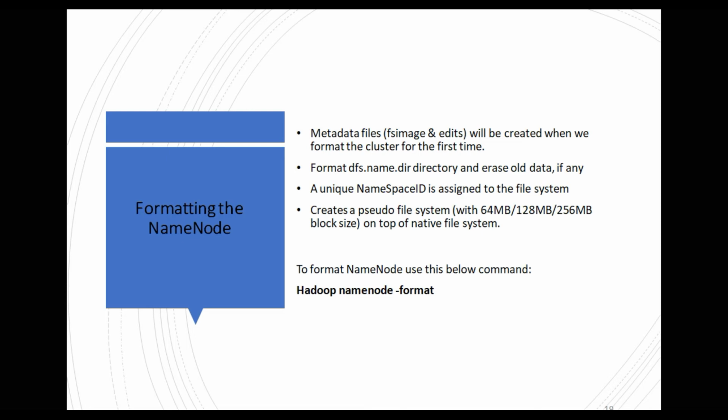Also, when you format the name node, a pseudo file system will be created. Based on your Hadoop version, whether the block size is 64 MB, 128 MB or 256 MB, it will be created on top of the native file system. To format the name node, the command is hadoop namenode -format. It will format the name node.